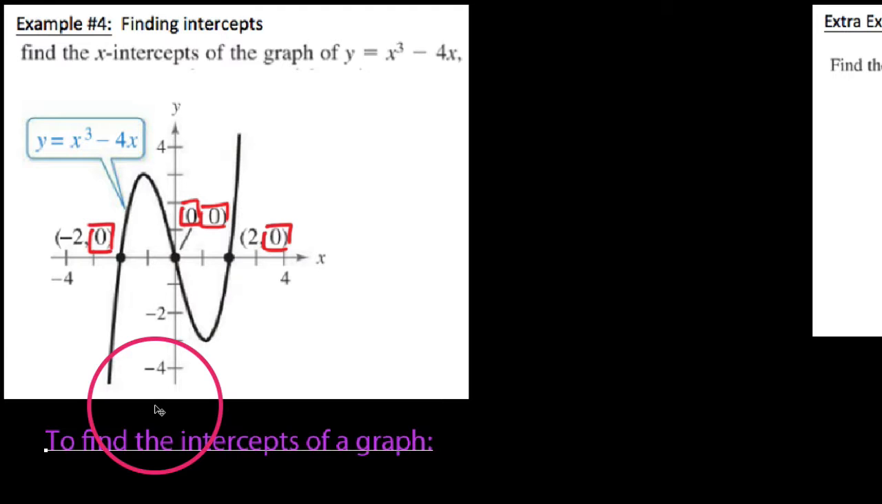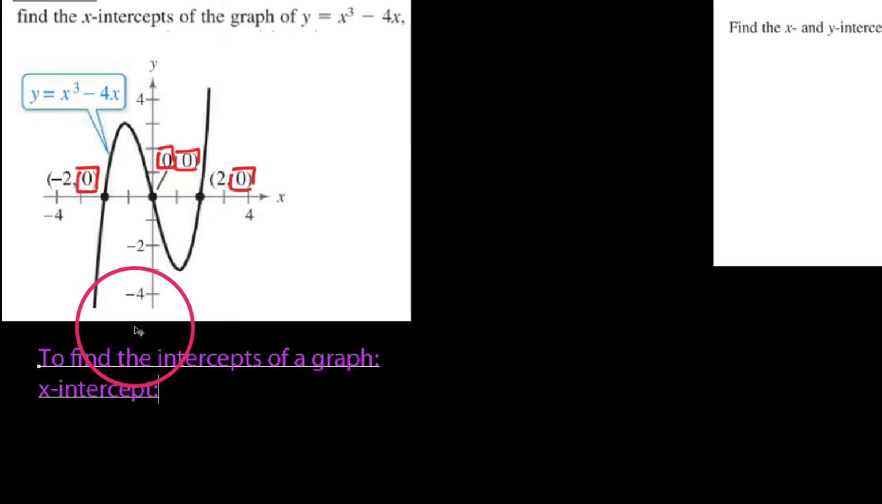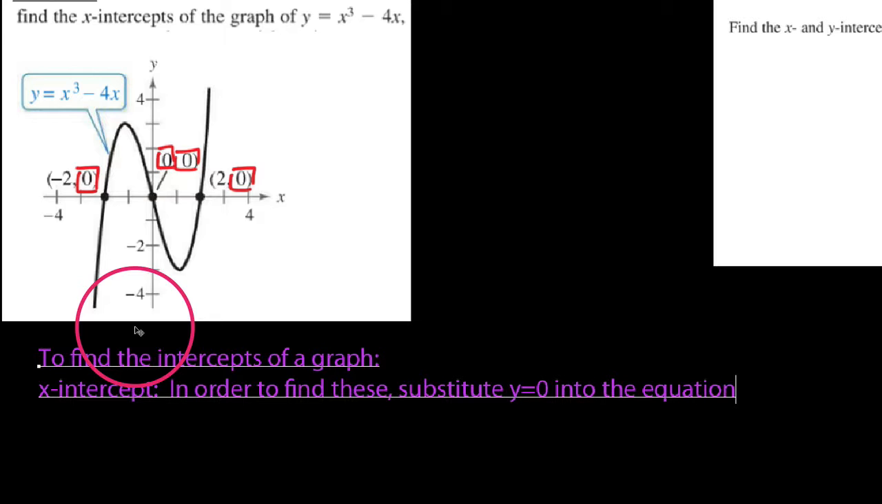So we'll start with the x-intercept. The x-intercept occurs where our graph hits the x-axis. So it must be true that it has a y value of 0. So in order to find these, substitute y equals 0 into the equation and solve for x.